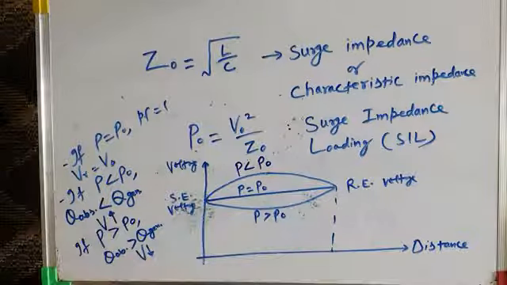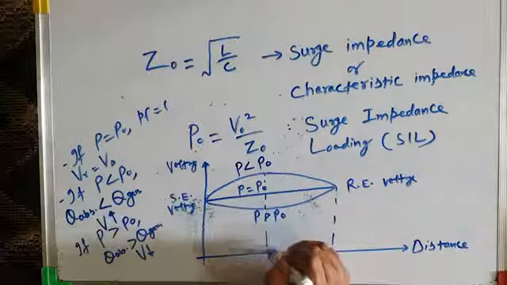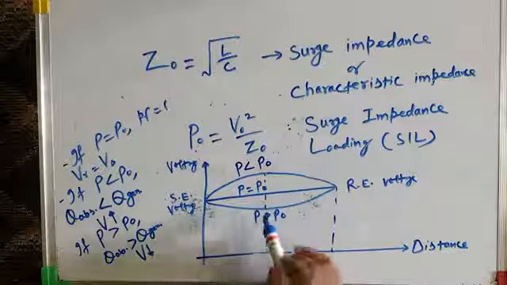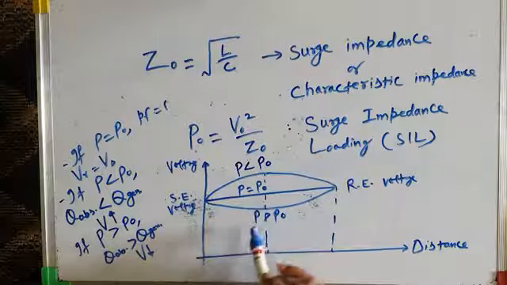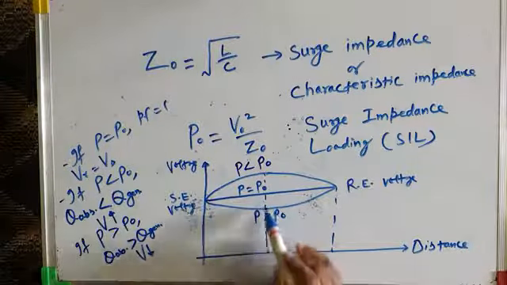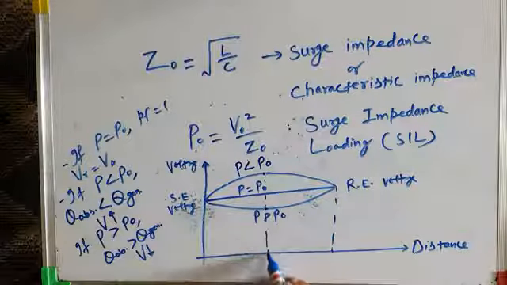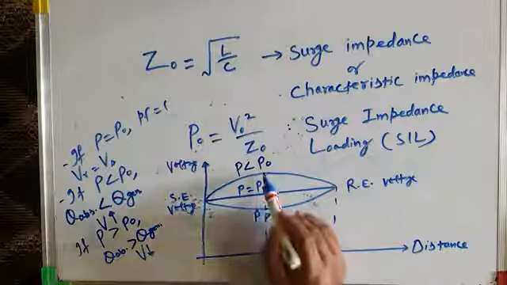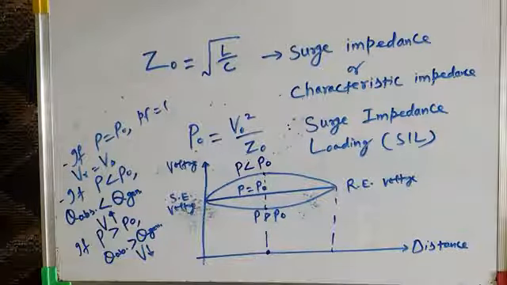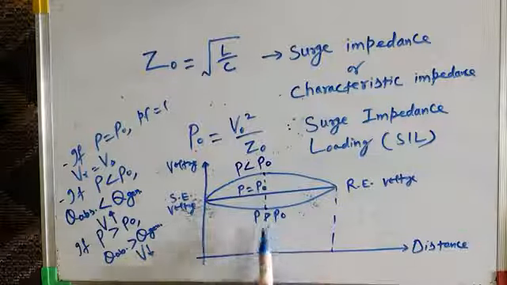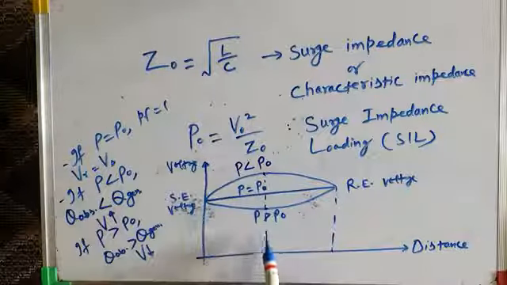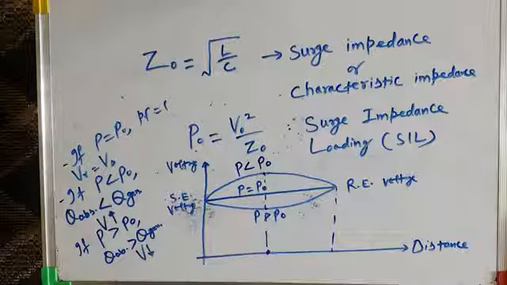Now we can here see that maximum activities take place in the middle of the transmission line. By maximum activity, I mean that the maximum voltage dip for P greater than P naught occurs here, which is the middle of the transmission line. And similarly for P less than P naught, the maximum voltage rise is in the middle of the transmission line. That is one of the reasons that shunt compensators like STATCOM or SVC are connected in the middle of the transmission line, because maximum drop or maximum rise occurs in the middle of the transmission line. Fine.